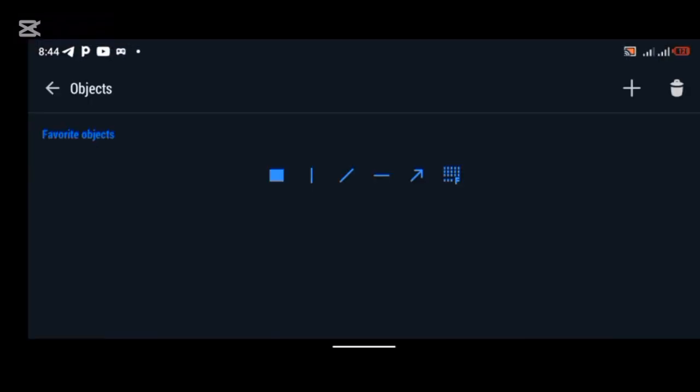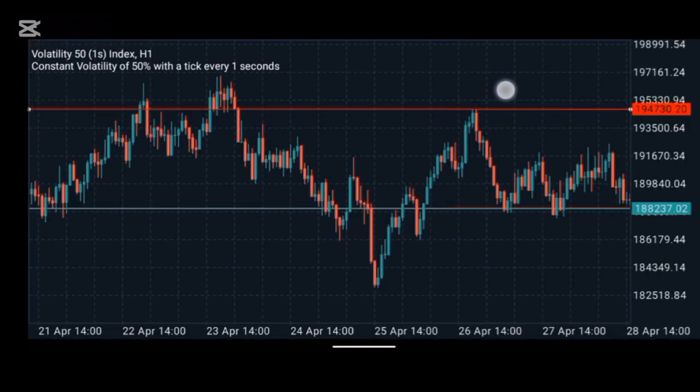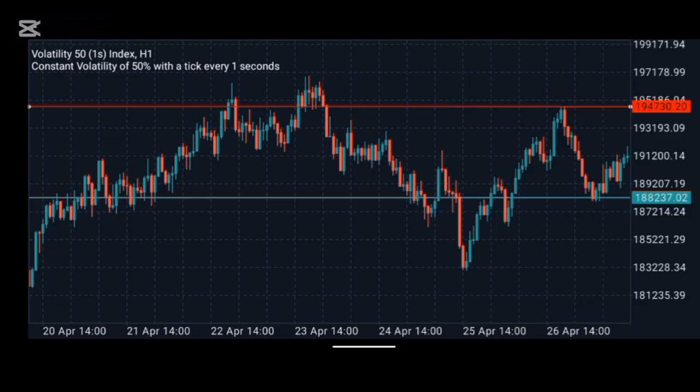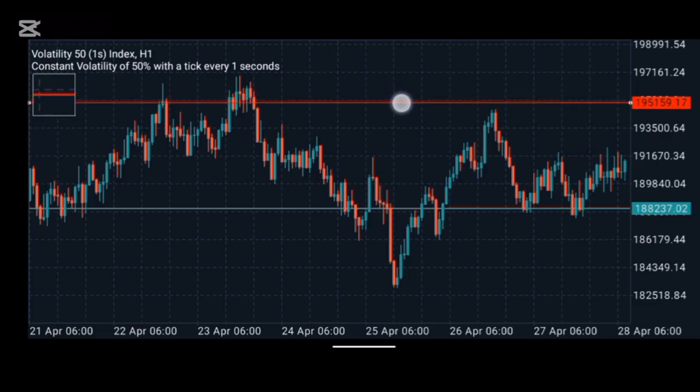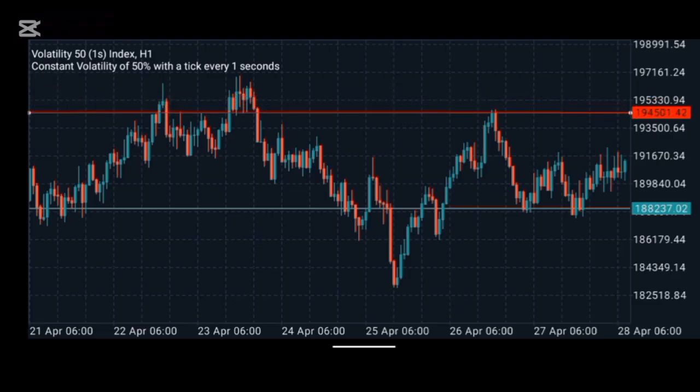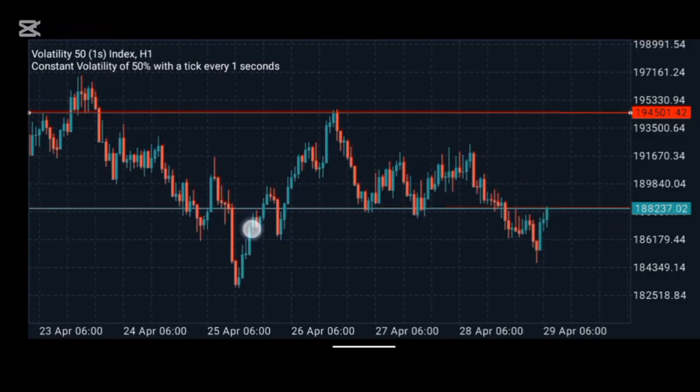Let me give an example. This zone up here is known as the resistance zone. At this zone, this is where the market might likely reverse from to make a sell. So sales are being noticed and gathered around here, so you can actually know where the market might likely retrace from.